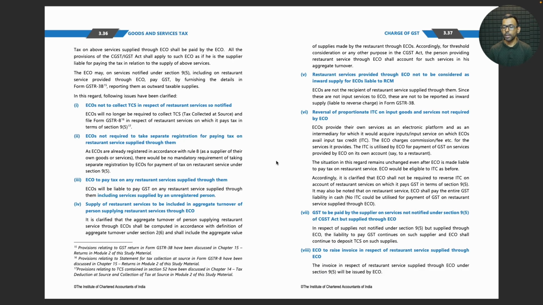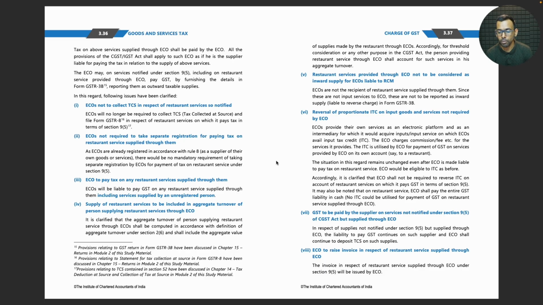GST to be paid by the supplier on services not notified under Section 9 subsection 5 of CGST Act but supplied through ECO. In respect of supplies not notified under Section 9 subsection 5 but supplied through ECO, the liability to pay GST continues on such supplier and ECO shall deposit TCS on such supplies.